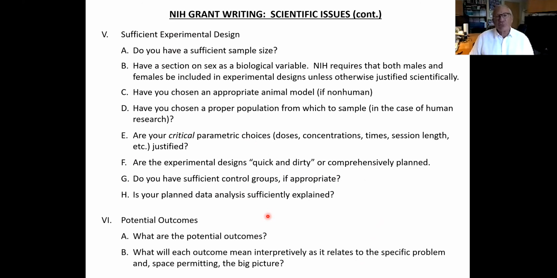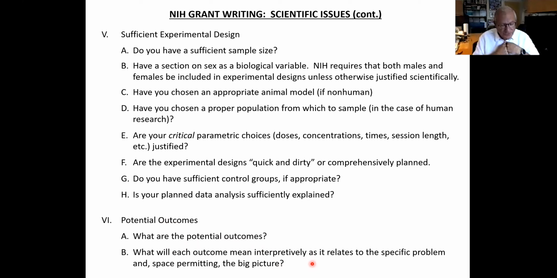Potential outcomes. This is really important. You need to have a section that describes what your potential outcomes are and what each outcome will mean interpretively as it relates to the specific problem and, space permitting, the big picture.